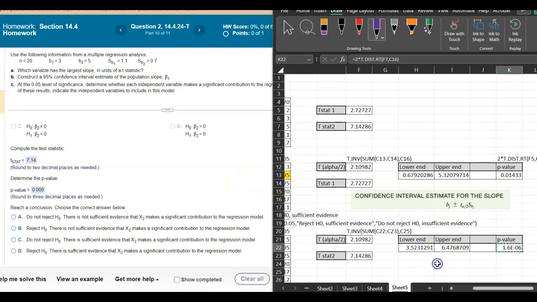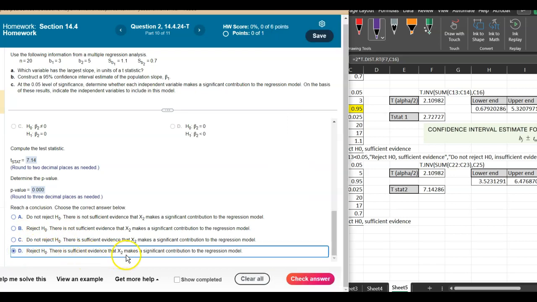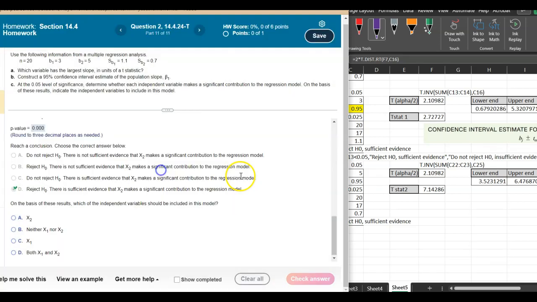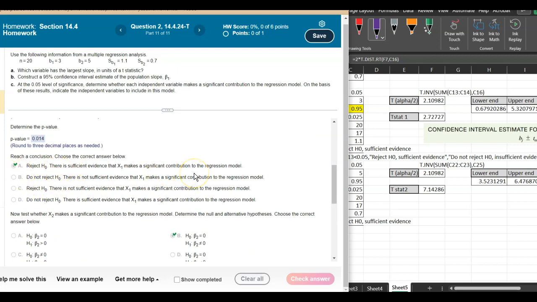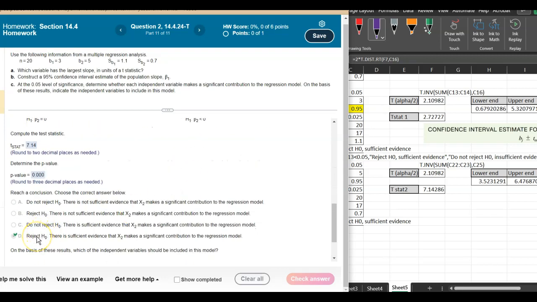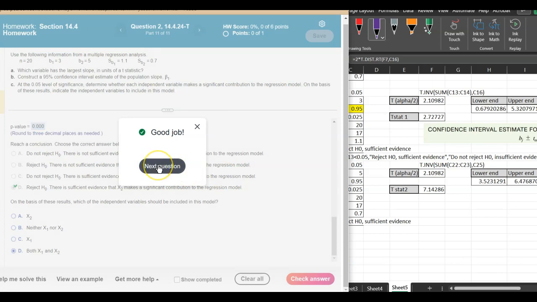All right, so again, the conclusion is already created for us. Over here we reject as well, sufficient evidence, right? So reject either B or D, and it will be D because of sufficient evidence, and X2 makes a contribution, right? Okay, that's done. So both of them in here we get a contribution, reject the H0, and for the second one as well we reject H0 and make a contribution. So we need to take both of them, right? Take both X1 and X2, and that's about it, right? So those are the questions, they are similar to this, right?